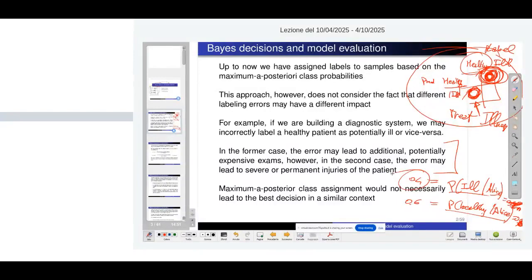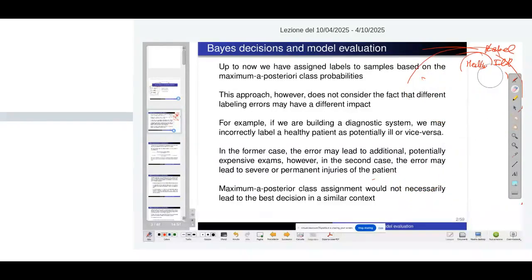Still, if I don't treat her, I have 40%, according to my prediction, probability that she will actually be ill. I don't treat her and she will die. So probably I will decide to treat, even if the probability that she needs the treatment is lower than the probability that she doesn't need the treatment. And we will see how to find where we need to put our threshold to decide when we should treat or not.